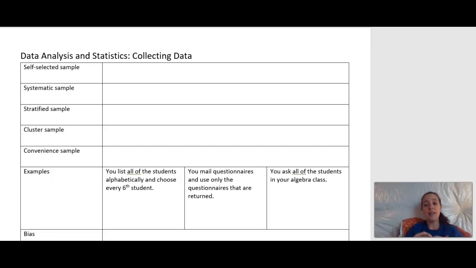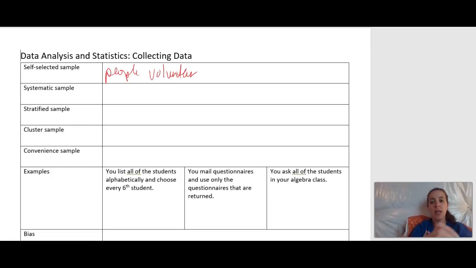Here in this section, we're looking at how we collect our data. The first thing is a self-selected sample. That is where people volunteer. It's like if I was to send out a mail survey and say, hey, mail it back. That's self-selected because you are choosing to send that back, right? So you're volunteering to be part of this.